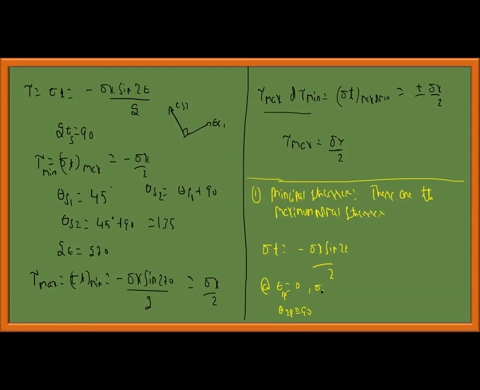Sigma t is equal to minus sigma x into sine 0, which is equal to 0. At 2 theta equal to 180 degrees, sine 2 theta is once again 0. So this is the inference: on the planes of maximum normal stress, also called principal stress, there is no tangential stress acting. You can say sigma t is equal to 0.